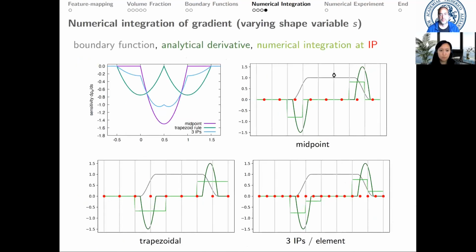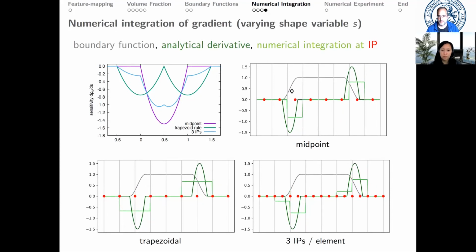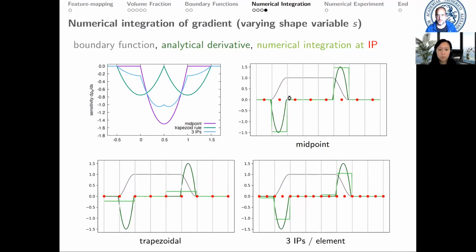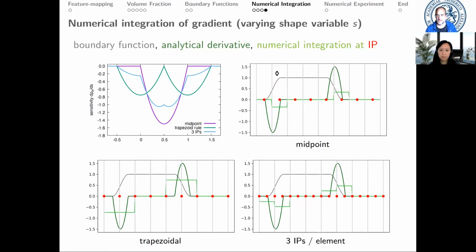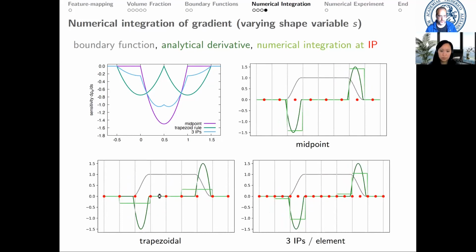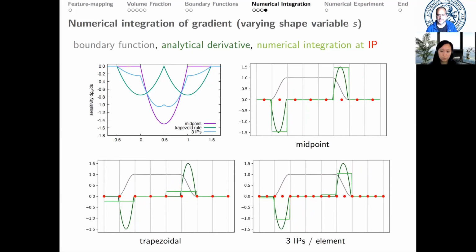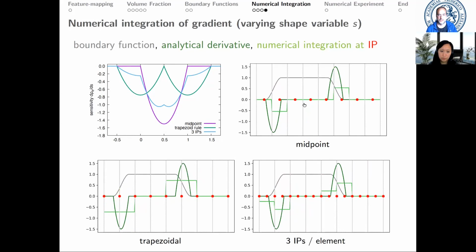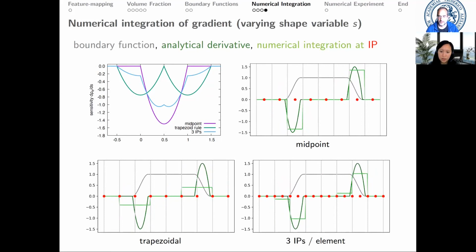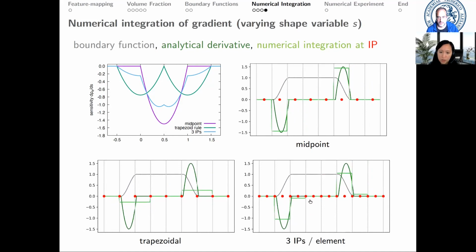We have it here. In dark, this is the boundary function. Dark green is the derivative of the boundary function. The boundary function is constant outside and inside, so the derivative is 0. That means everything happens within the transition zone of our gradient. And in the midpoint and trapezoidal rule, when we have a distance between integration points, which is the transition zone, that's simply extremely too coarse to sample anything meaningful. But if you have a look at the animation with 3 integration points, you still see that there is some error in the integration. So yes.